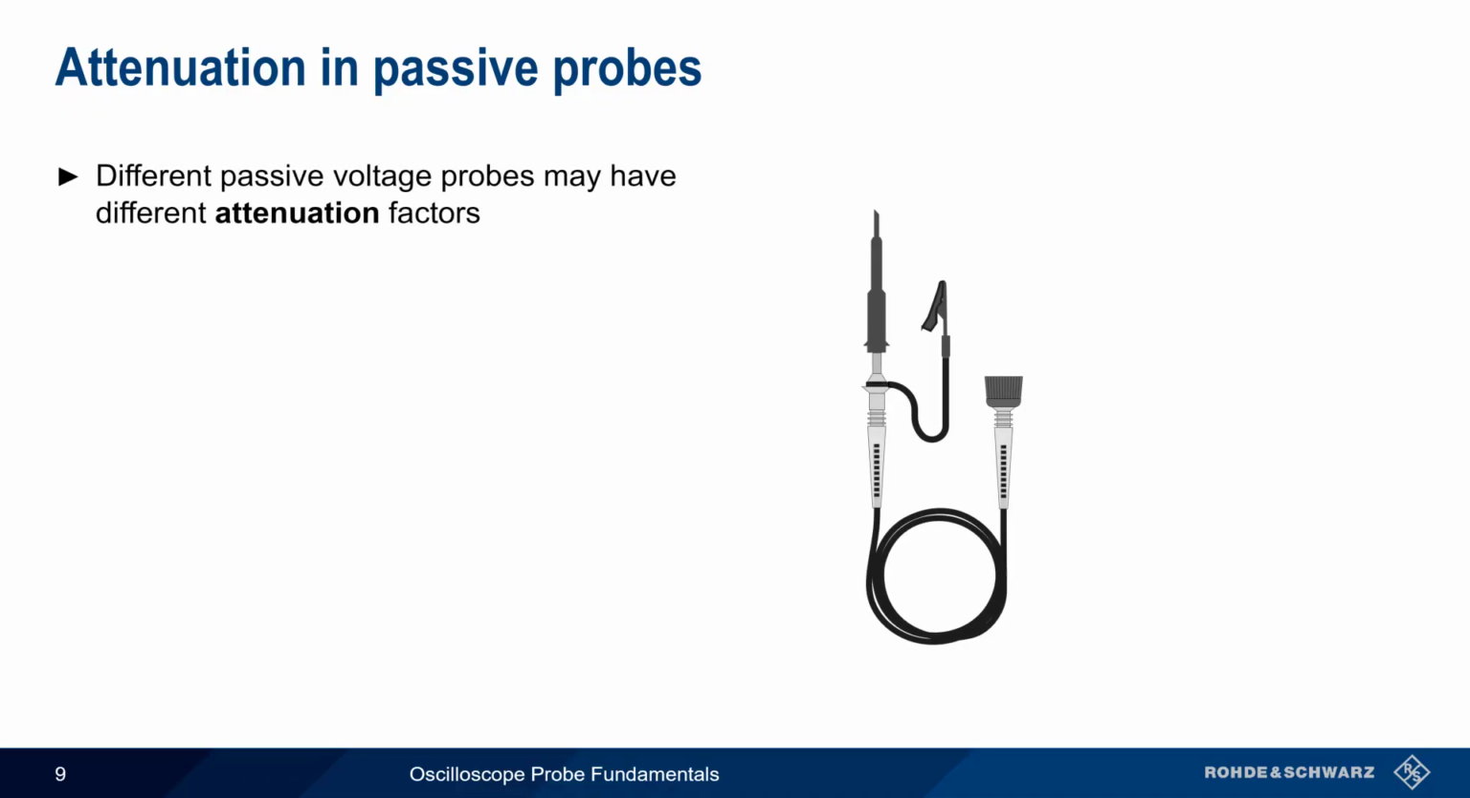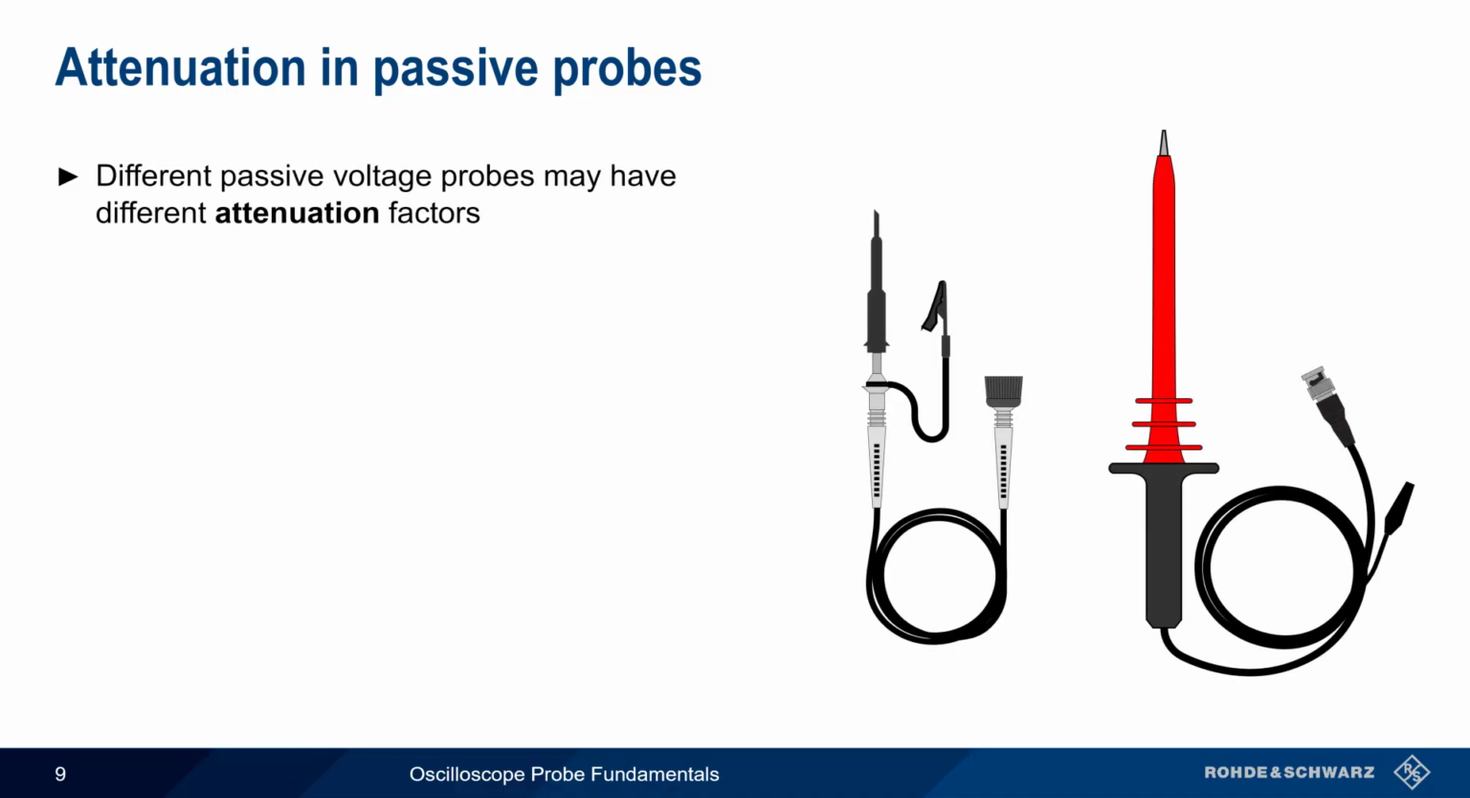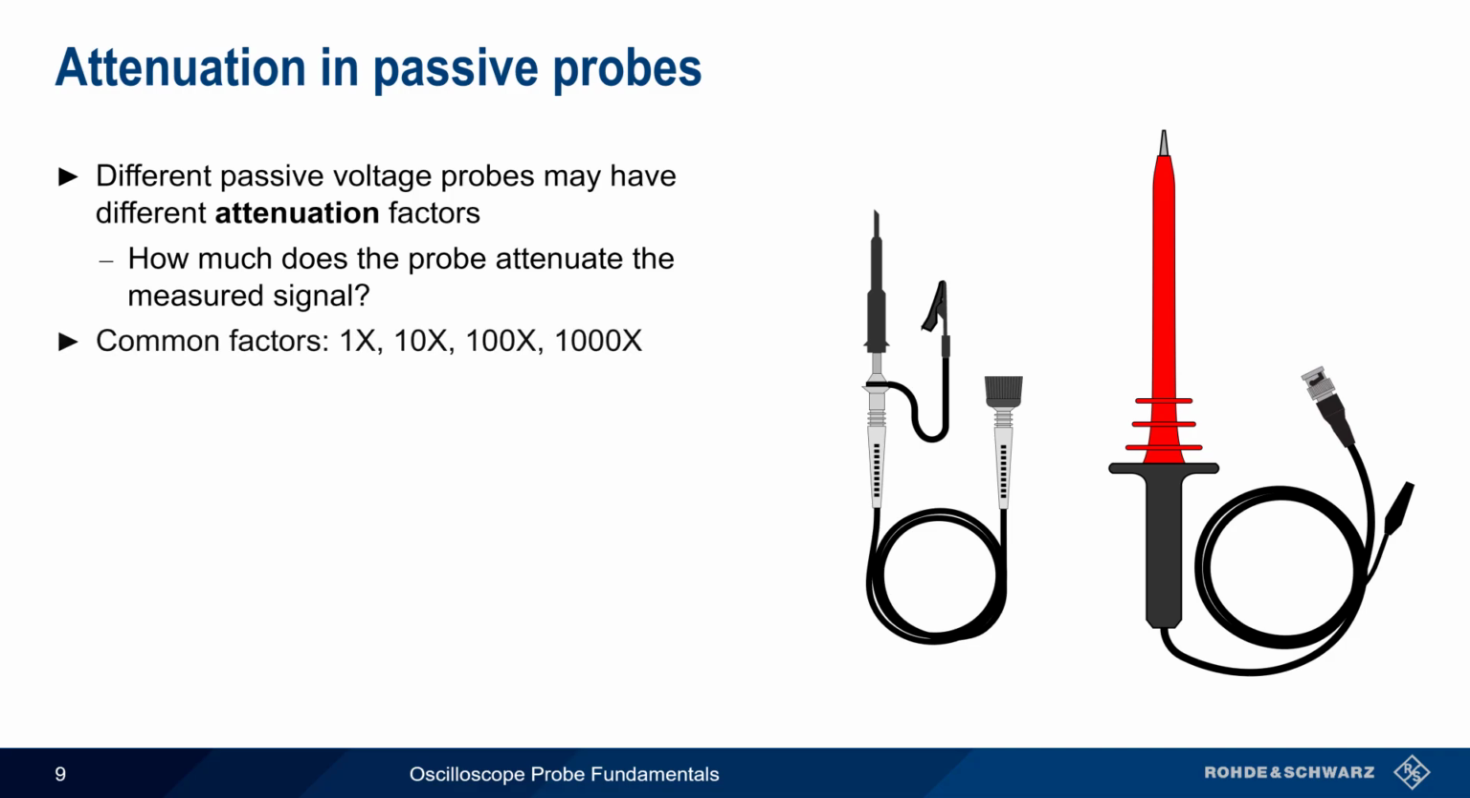Different passive oscilloscope probes may have different attenuation factors. These describe how much the probe attenuates the measured signal. The most common factors are 1x, 10x, 100x, and 1000x. Note that these are pronounced and written in different ways. Some people would call these 1 times, 10 times, etc., or write them as x1, x10, etc.